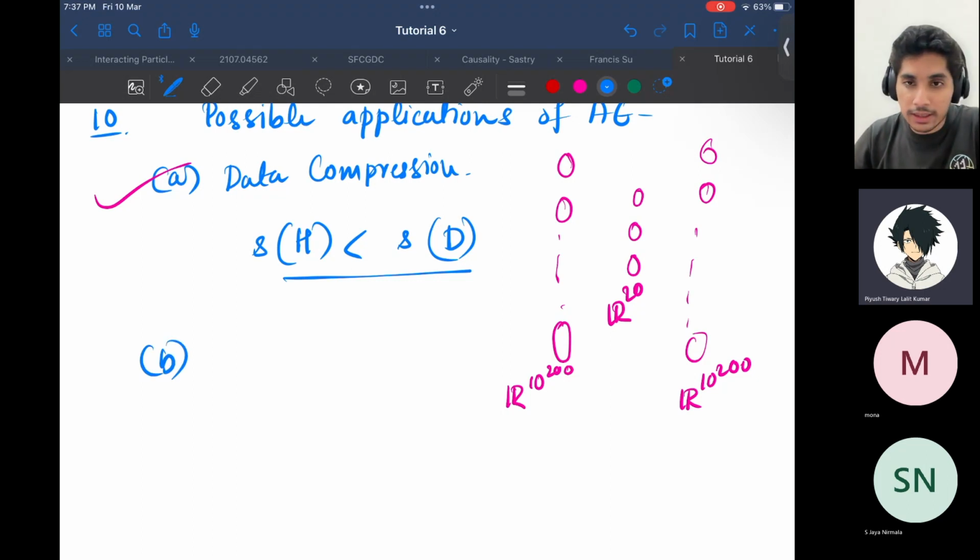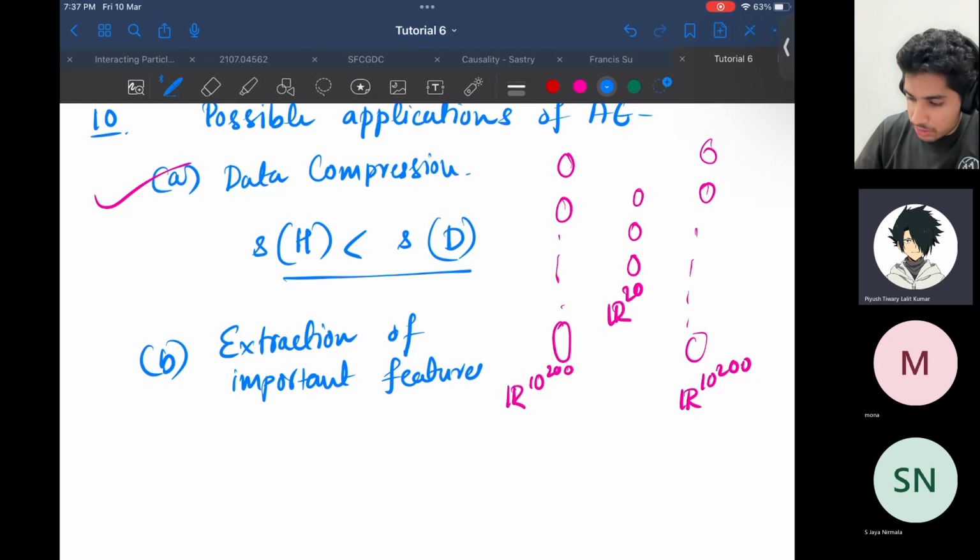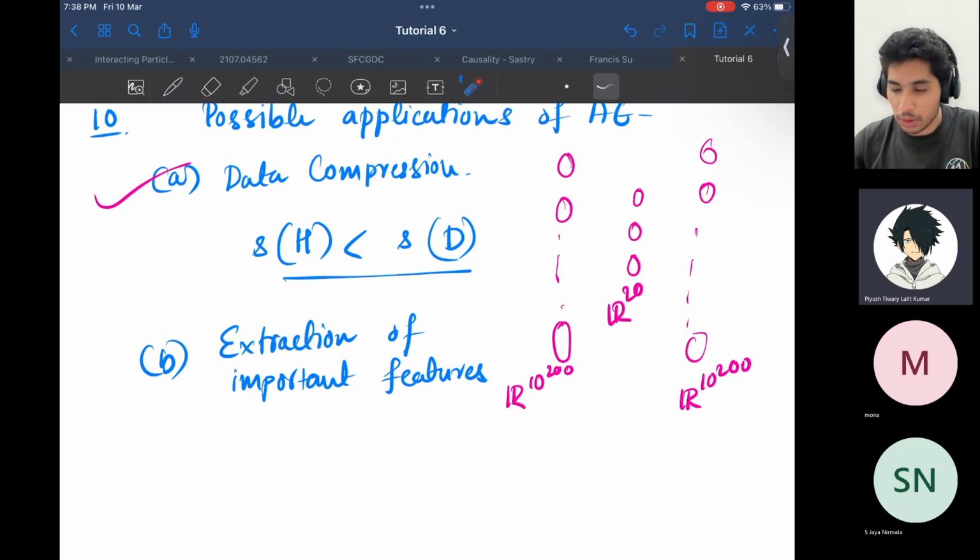So, if this is clear, the second option is extraction of important features. Do autoencoders help us in extracting important features? Well, yes. The whole concept of autoencoders was based on reduction of data dimensionality. The whole idea was based on that.